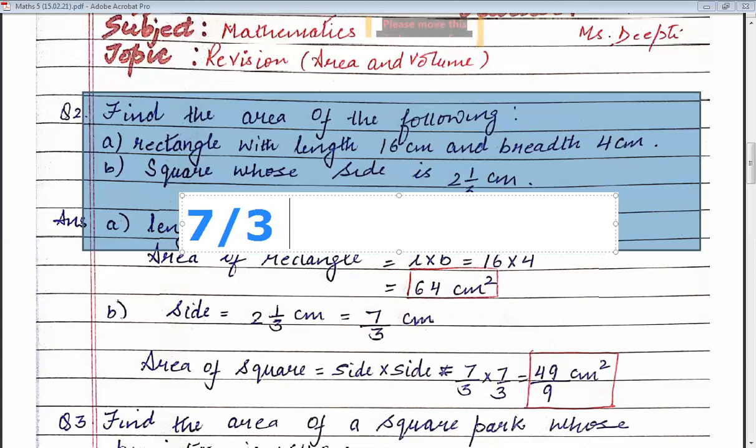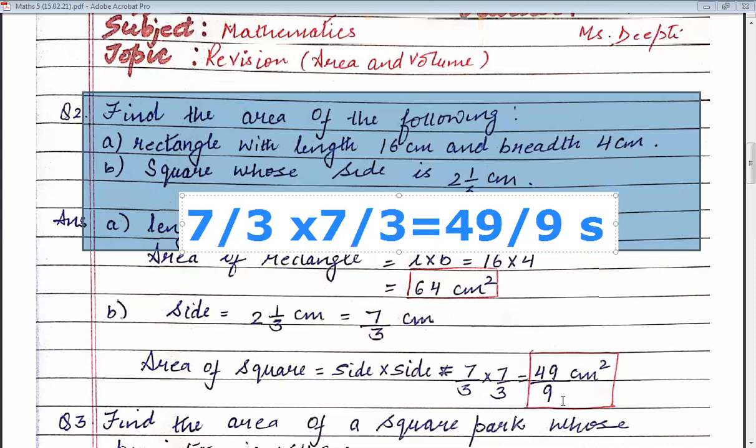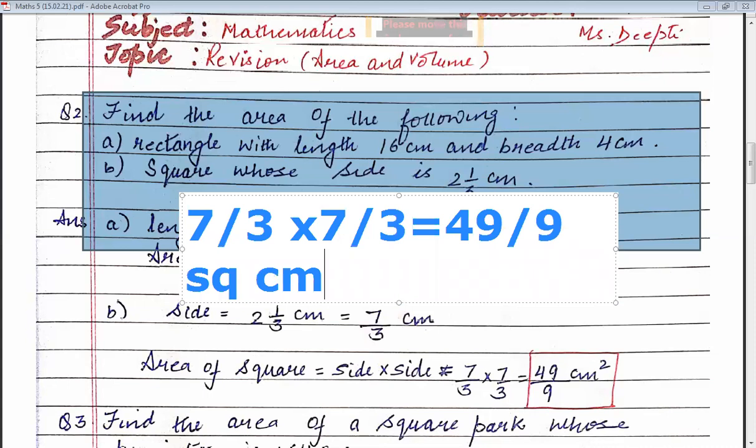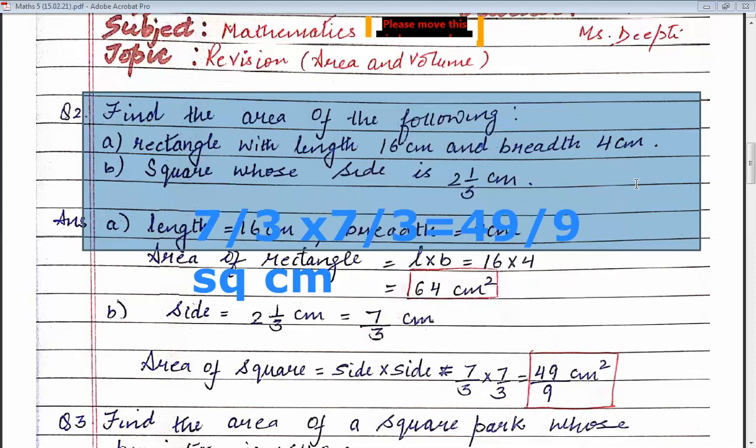So now you have to find the area, and area is side multiplied by side. Okay. So 7 upon 3 multiplies 7 upon 3. So you know that numerator will be multiplied with numerator. So 7 multiplies 7, 49, divided by 3 threes are 9. So 49 upon 9 is your answer, and you have to write the unit, and it will be square centimeter. Okay, children. So your answer is 49 upon 9 square centimeter.